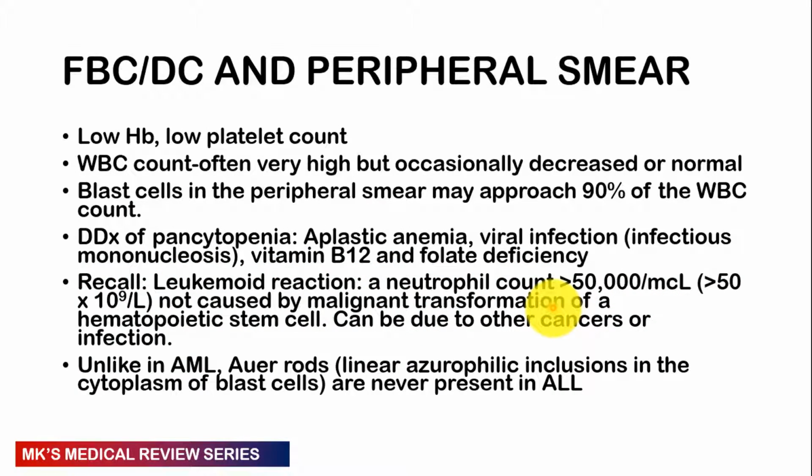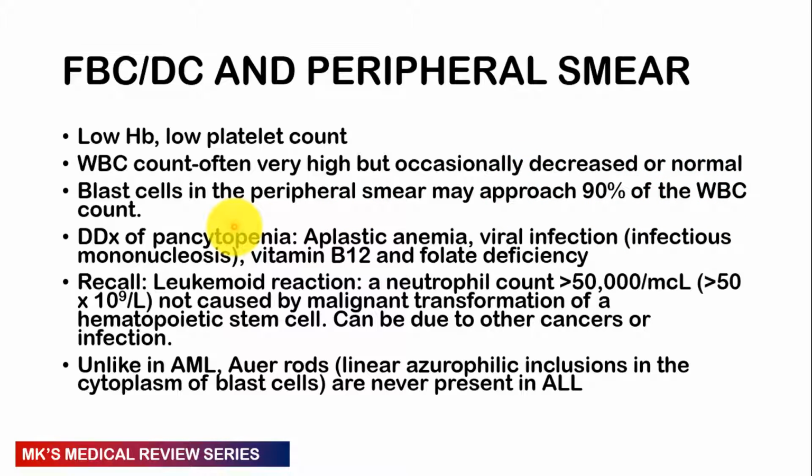So what exactly are we going to be seeing when we do our full blood count and our peripheral smear? So we may see a low HB, a low platelet count. The white blood cell count is often very high, but occasionally it may be decreased, or it may actually be normal. When you do a peripheral smear, you're going to be seeing these blast cells that are approaching even 90% of the white blood cell count.